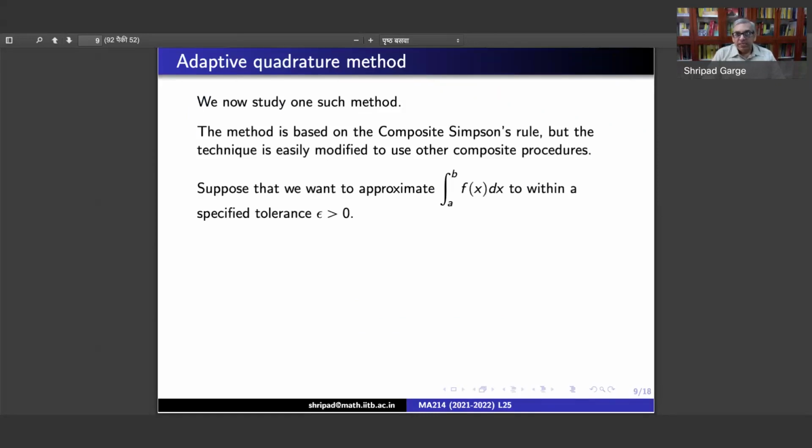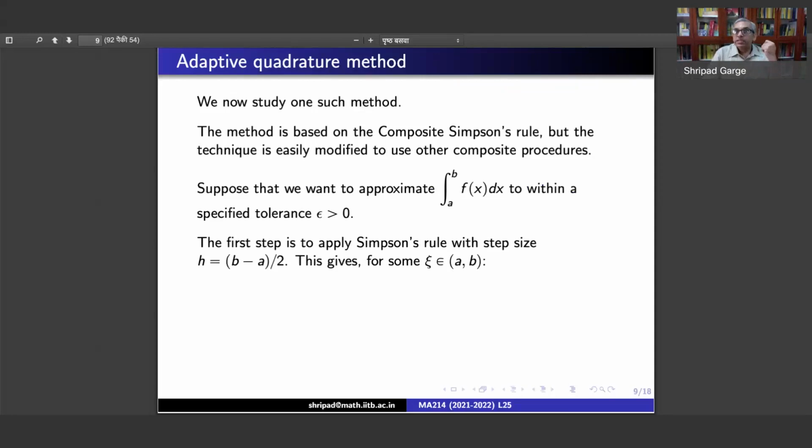So let's start with an example, and we will illustrate this method by working out how we would solve one problem. Suppose you want to compute the integral from a to b of f(x) dx within some tolerance epsilon, positive. So we are okay if the error comes out to be epsilon, and we want to approximate this integral. So what we do is apply the Simpson's rule with step size h equal to (b minus a) by 2. So you just take a, the midpoint, and b. You apply Simpson's rule to that.